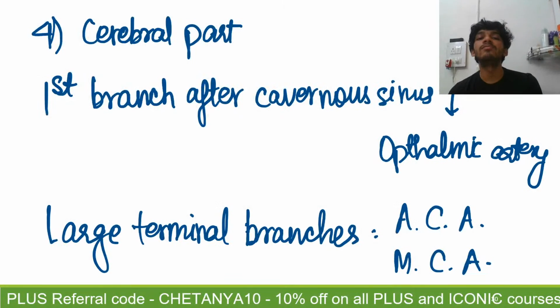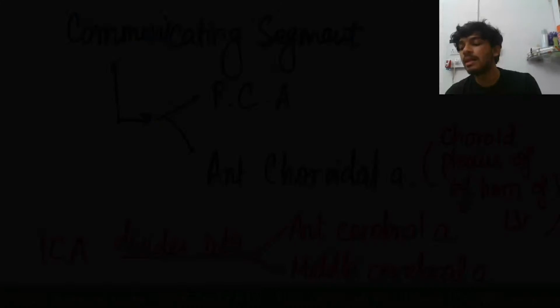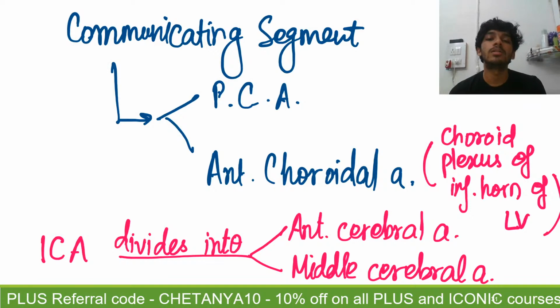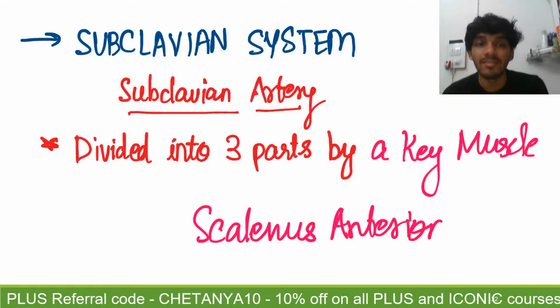The cerebral part will give the first branch after the cavernous sinus, called the ophthalmic artery. Two terminal branches: the middle and anterior cerebral. Two communicating branches: the posterior communicating and the anterior choroidal arteries. The anterior choroidal artery is also known as the artery of cerebral thrombosis because of its long and narrow course. It also supplies the choroid plexus of the inferior horn of the lateral ventricle.